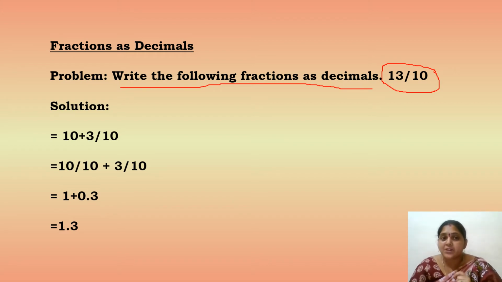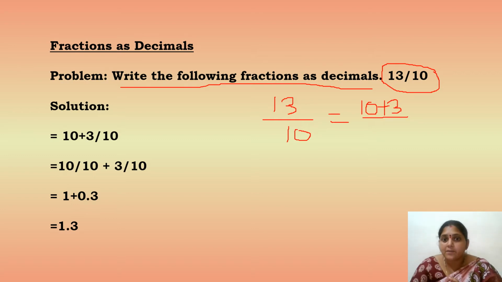Okay, what is our fraction here? Our fraction is 13 by 10. Now how can you write this 13 by 10? You can write it as 10 plus 3. Expand 13. When you expand 13, what is your answer here? 10 plus 3. That is nothing but our 13. Now our denominator will be the same. No change in our denominator. 10 plus 3 divided by 10. Now write them separately: 10 by 10 plus 3 by 10.